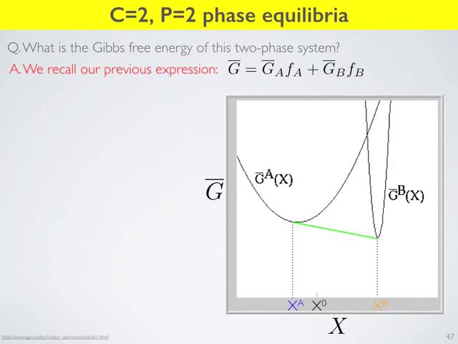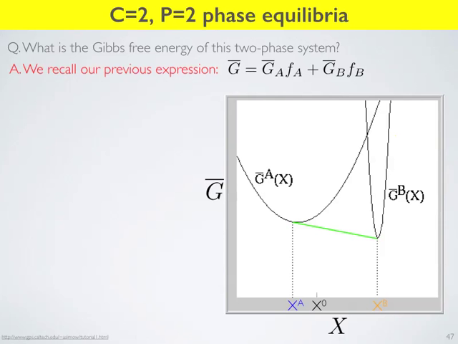So what is the Gibbs free energy of this two-phase system? We recall our previous expression: the per mole Gibbs free energy of the total system is the per mole Gibbs free energy of phase A, so that was just this line that we drew here, this nice parabola, times the mole fraction of the system that lives in phase A, plus the per mole Gibbs free energy of phase B, this nice parabola over here, times the mole fraction of the system that lives in phase B.